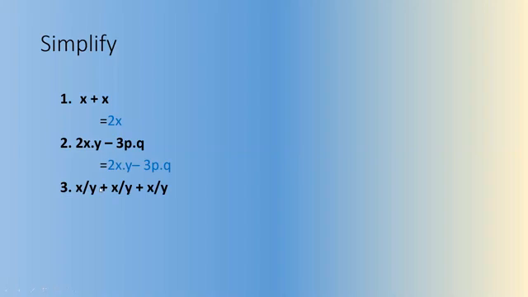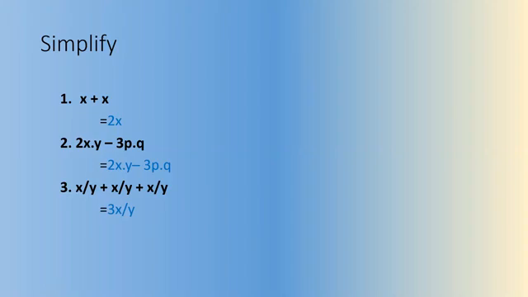Now here, x upon y, 1x upon y, 3x upon y are adding together. Okay, here you can see that same term is there. Same term is going to be added. So can we add these three terms? Yes, exactly. We can add these three terms and we get the answer 3x upon y.